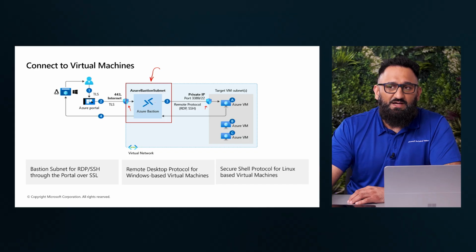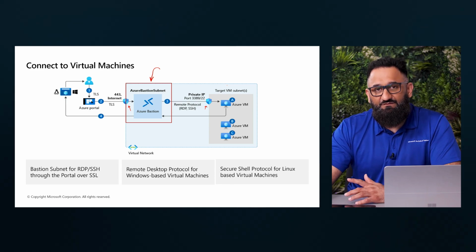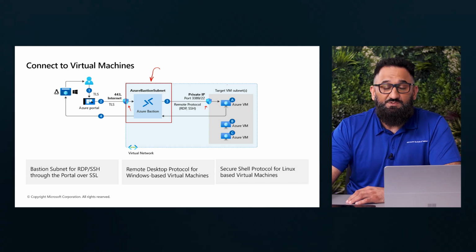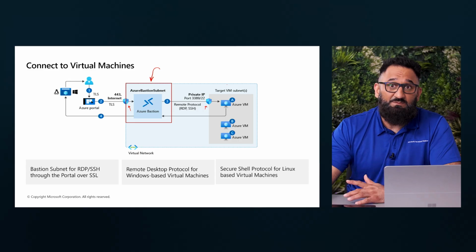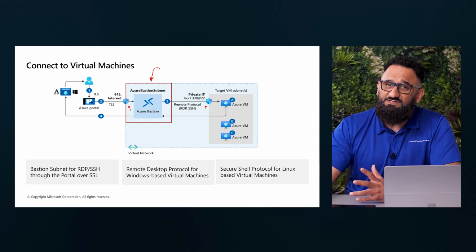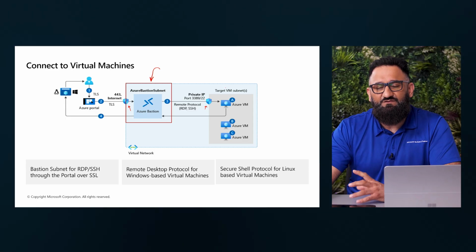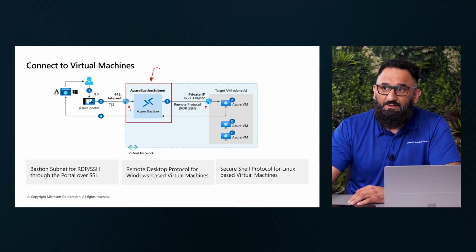And I can use this Bastion service to connect to multiple resources in my environment. Now, a single Bastion service will allow me to connect to up to 50 virtual machines at a time, and that's a limitation on this service at the moment. However, these are not 50 concurrent sessions to the same virtual machine. I can use this service to connect to 50 different machines at a time.